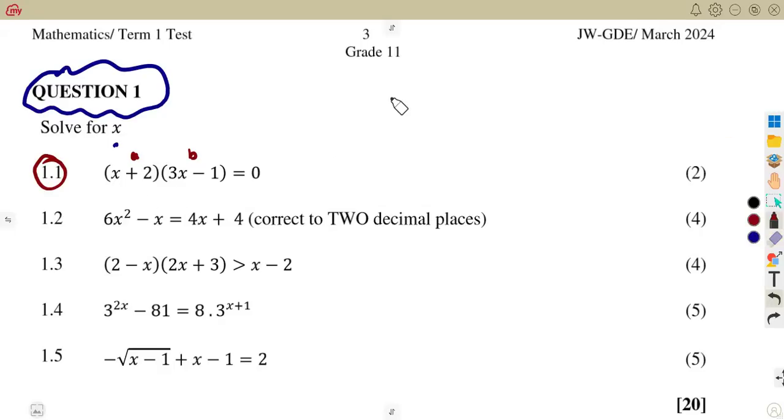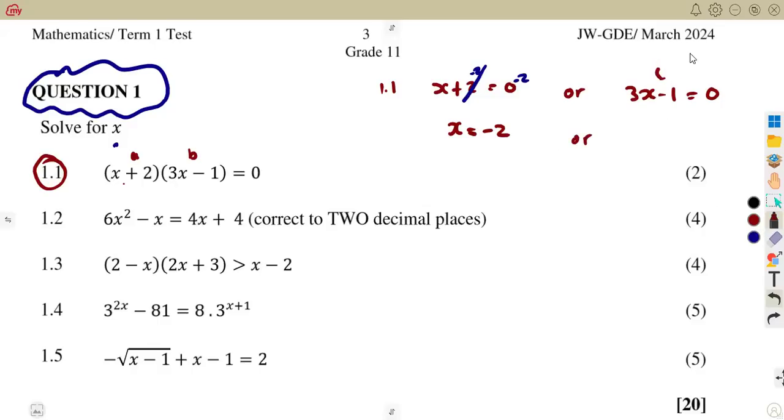So for 1.1, you're going to take the first bracket, x plus 2 must be equal to 0, or the other bracket, which is 3x minus 1, must be equal to 0. So let's solve. The 2 to the other side is going to be a negative 2, or simply subtract 2 both sides. So this is going to cancel. So that's 0 minus 2, which is minus 2.